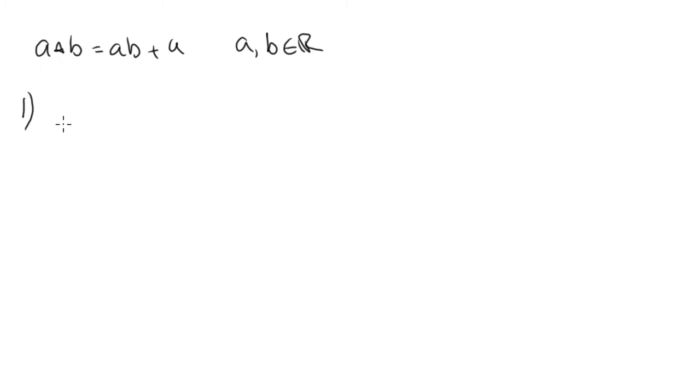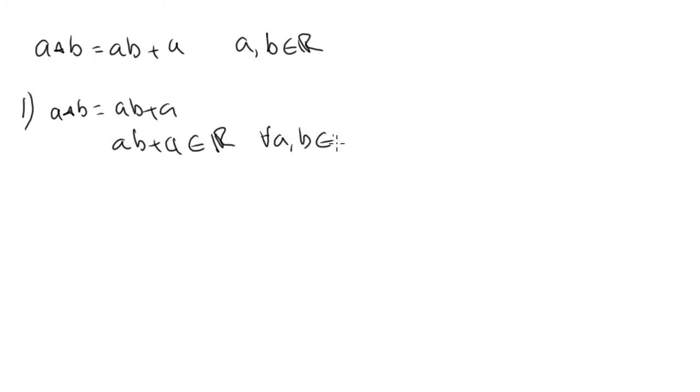Let's see if we combine two elements A and B, we get A times B plus A. And now A times B plus A must also belong to the real numbers for any A and B belonging to real numbers. What I've essentially said is that any number times another number plus that original number, if they're all real numbers, this binary operation will give you another real number. So this binary operation respects closure.